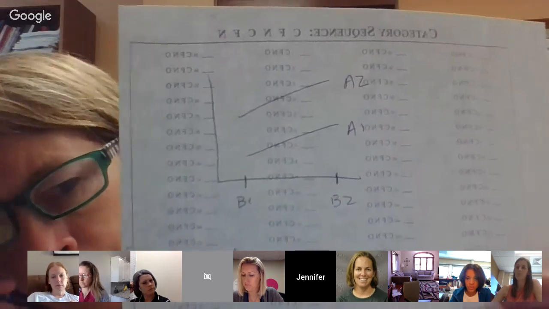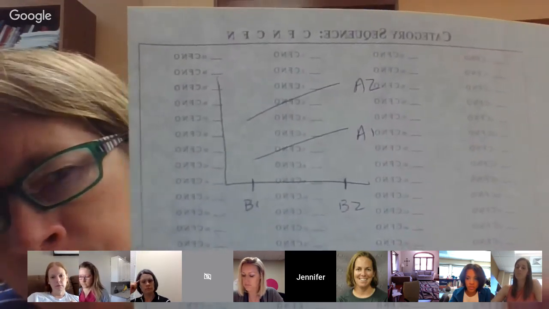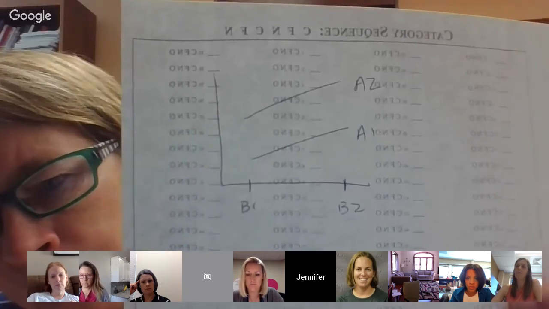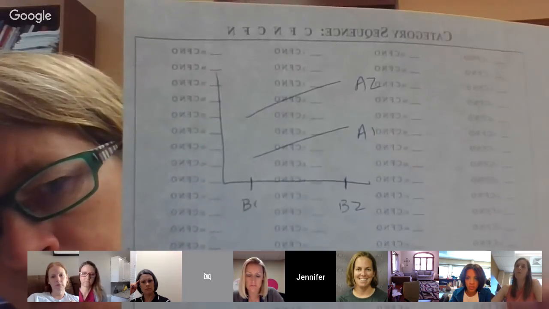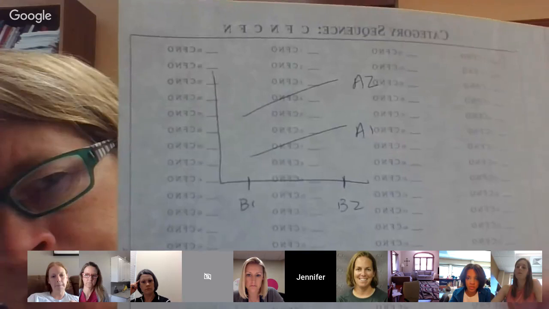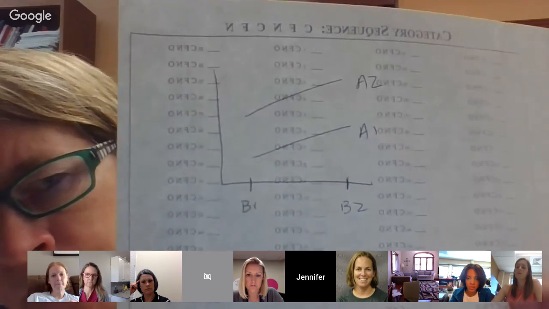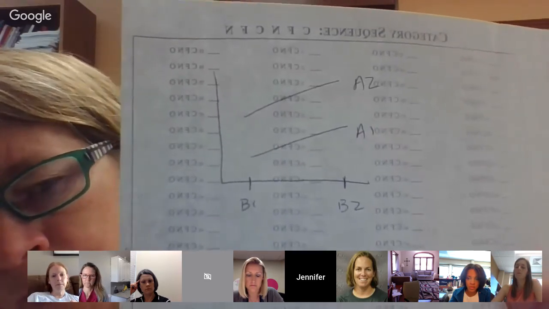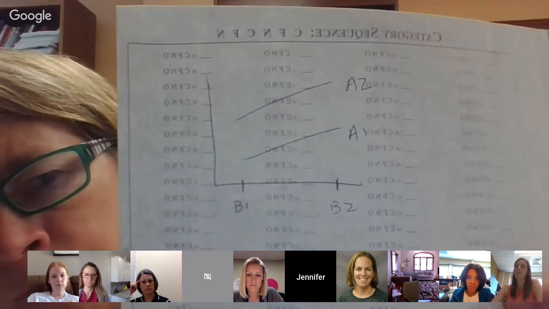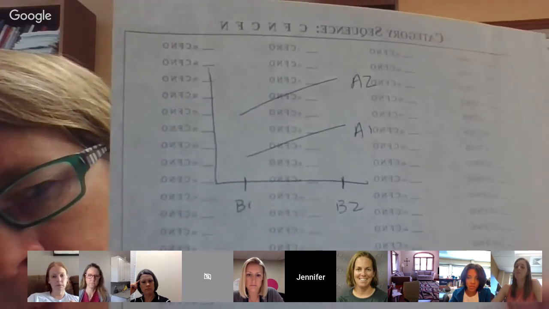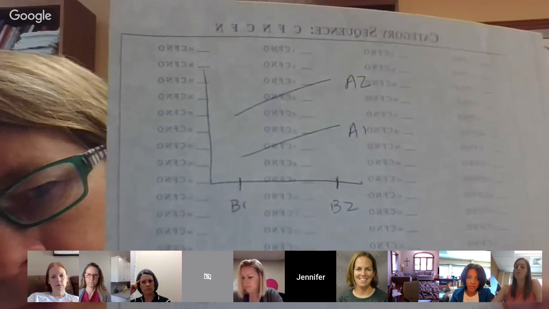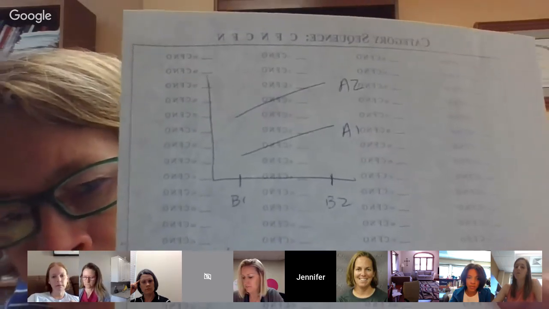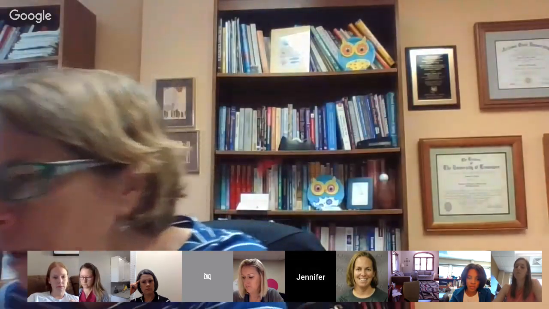Now, looking at that graph, you can guess that there might be a main effect for factor A, because when people are in level A2, they score higher than when they're in level A1. I don't know if it's better, but they score higher. So there's probably a main effect for A. The way that you can figure that out if you want to draw on it is, hold on.